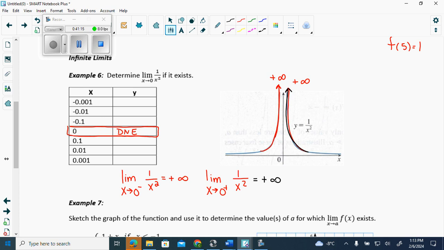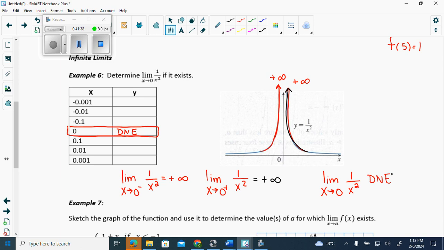The rule for a limit existing at a specific value, not from the right and left, is that it has to be the same number. Is infinity a number? No. So, the limit as x approaches 0 of 1 over x squared does not exist.